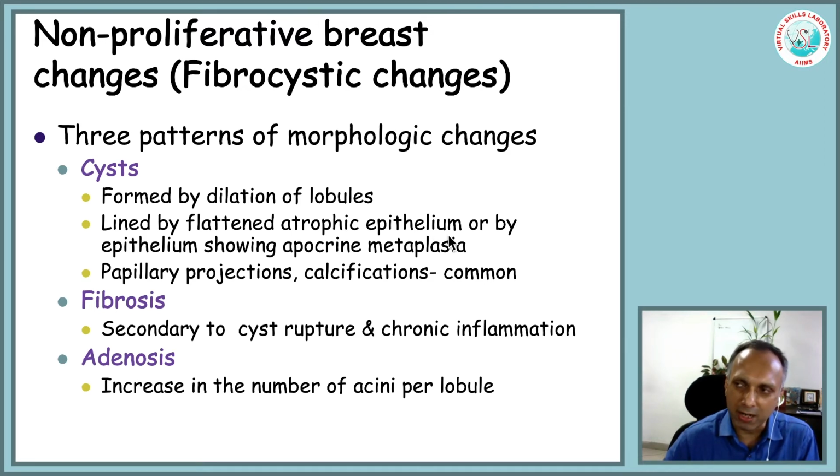So the epithelium appears flat, and sometimes it may be metaplastic in the form of what is known as apocrine metaplasia. Apocrine metaplasia, I will show you in a picture, means that the breast epithelium has abundant eosinophilic cytoplasm with apical snouts. Then there may be papillary projections and calcifications. Sometimes these cysts rupture, giving rise to fibrosis and chronic inflammation. And there may also be an increase in the number of acini per lobule, which is known as adenosis. So as the word suggests, fibrocystic disease consists of cyst, fibrosis and adenosis.